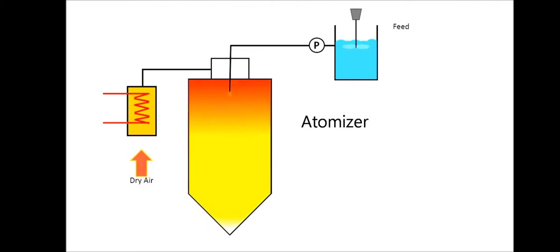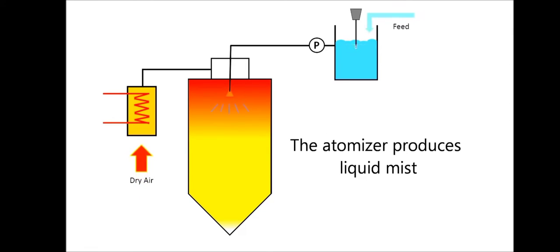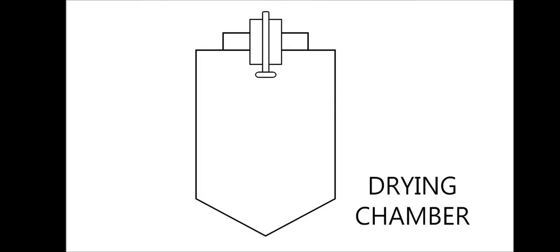The rotary atomizer then breaks the liquid into tiny droplets and disperses the slurry droplets into the heating chamber. Atomization is important here because it creates greater liquid surface area for maximum contact between air and liquid droplets. The atomizer will produce a liquid mist where it leaves the atomizer and be distributed over the drying chamber. Now let us focus on the drying chamber.